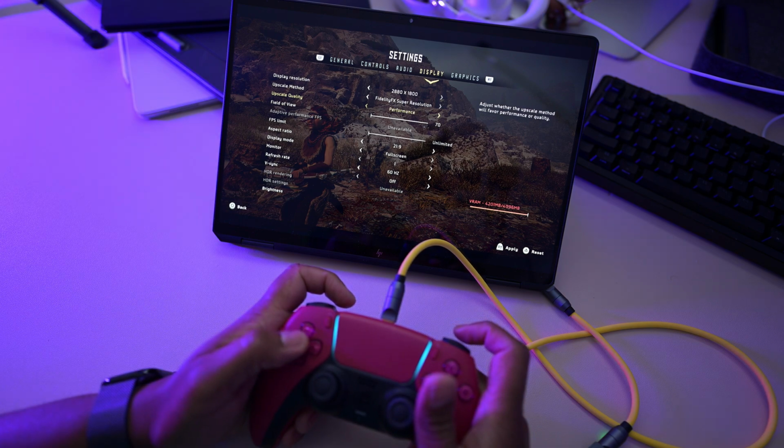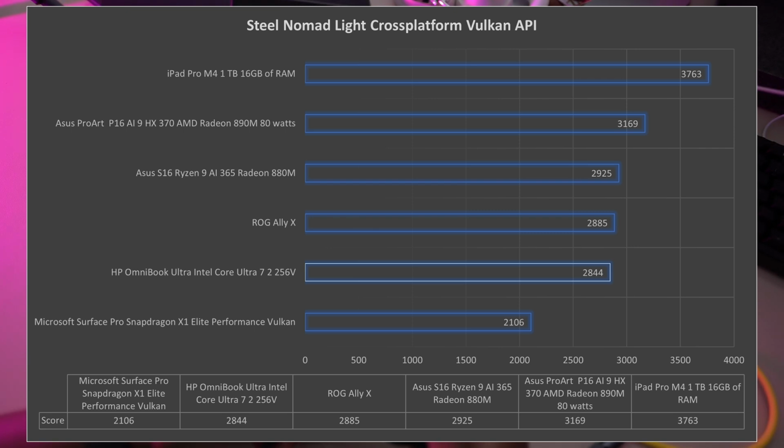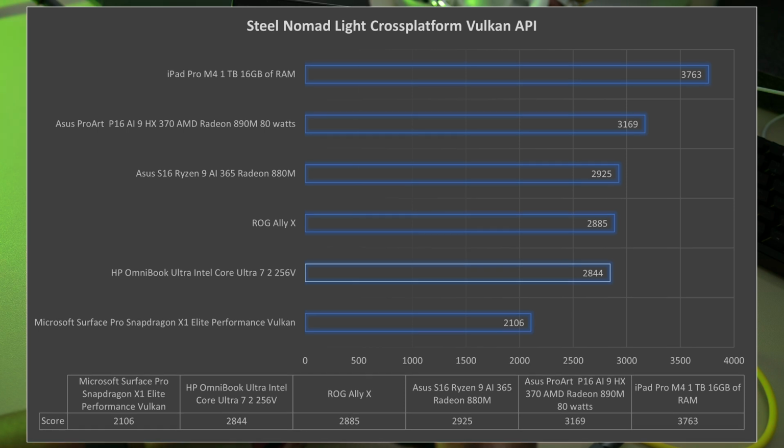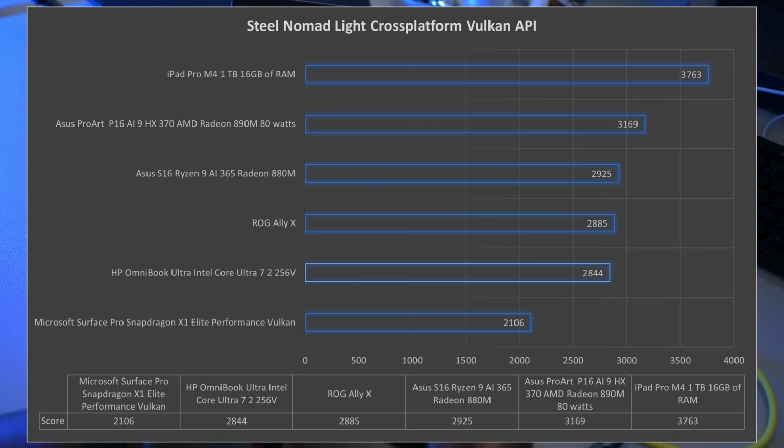So what I wanted to do next is run Steel Nomad because that is a cross-platform test. So I'm able to compare it to a whole bunch of different types of devices. One reason why I do use this benchmark though is look at the iPad. I don't know what the TDP on the iPad is, but that thing is so thin and it's sealed. There's no fan, so it can't be running at 15 to 30 watts. And it's just destroying everything else out there.